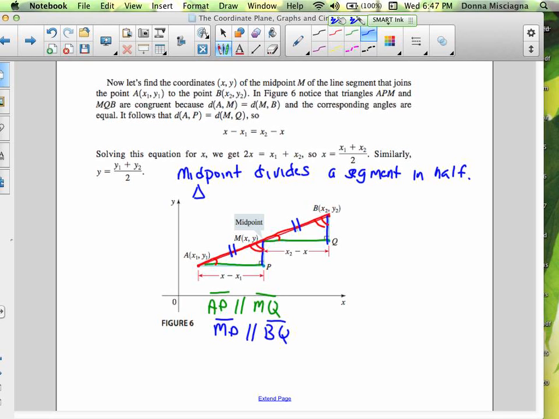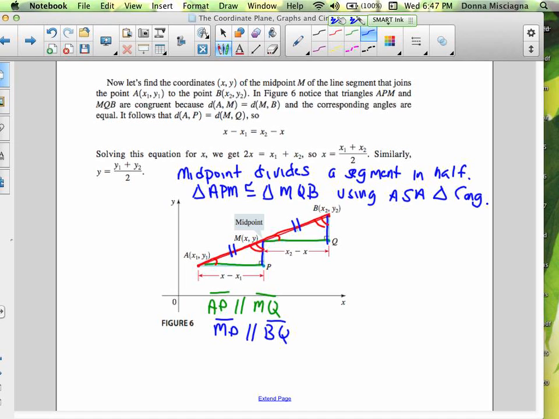So triangle APM is congruent to triangle MQB using angle, side, angle triangle congruence. We could have proved it another way, but that's the way I chose on this particular example. And so we have our triangles congruent. So if the triangles are congruent, all the corresponding parts are congruent. So we do know that AM has to be equal to BM.